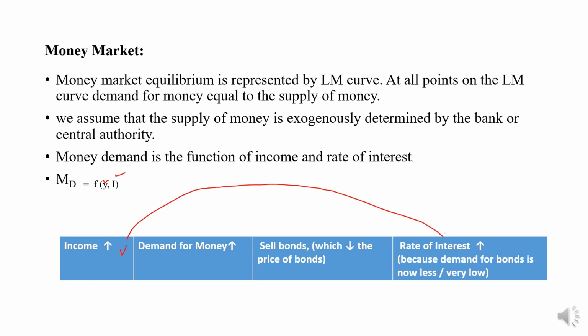As we already discussed, in the IS curve there is a negative relationship between rate of interest and income. When the rate of interest is high, income is low, and when the rate of interest is low, income is high. But in the LM curve, there is a positive relationship between income and rate of interest.